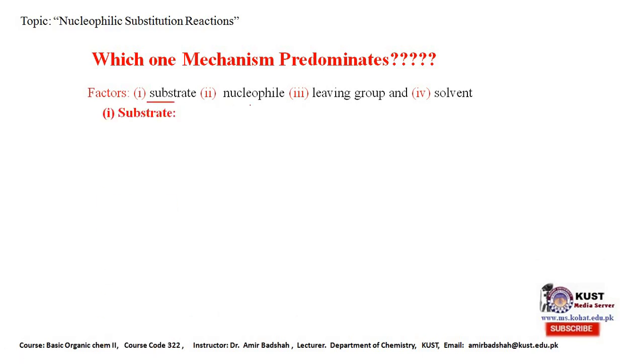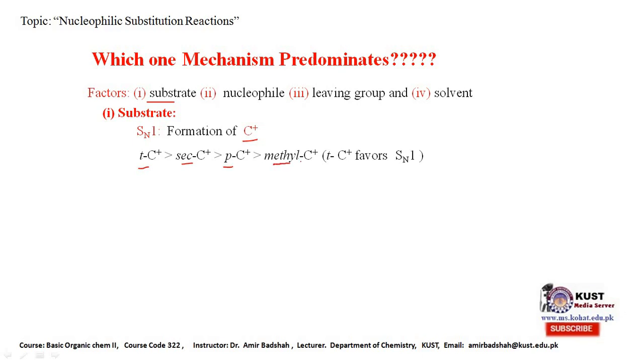The first one is the substrate. We know that in the SN1 mechanism, the substrate forms a carbocation. Among carbocations, the tertiary carbocation is more stable than secondary, secondary is more stable than primary, and primary is more stable than the methyl carbocation. So if a substrate can form a tertiary carbocation, then it will favor the SN1 mechanism compared to SN2.